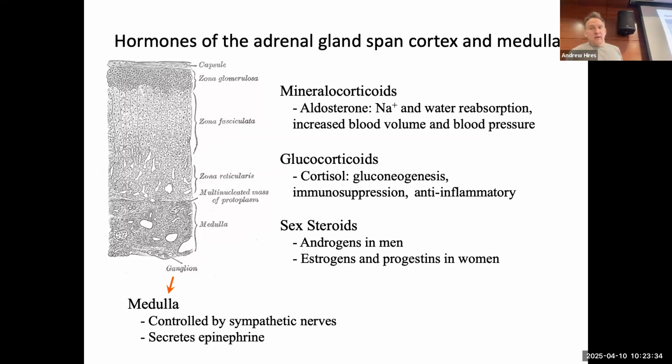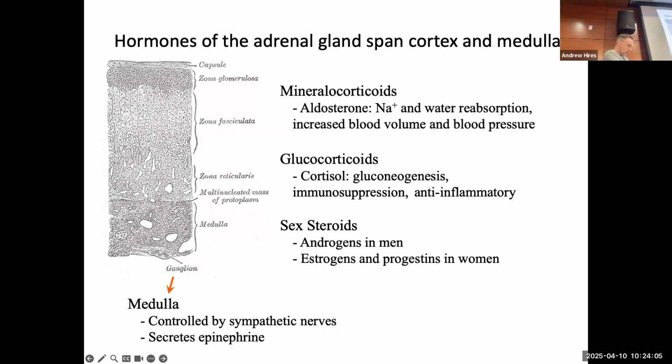And then finally, we have the sex steroids. In men, these are androgens. In women, they're estrogens and progestins. There are two major areas where you're going to get sex hormone production in the body. You have the gonads, so testes and ovaries. And a secondary place where these things are formed is this lower level of the cortex of the adrenal gland.